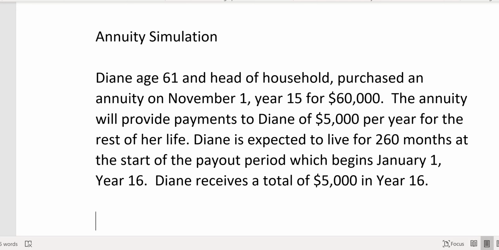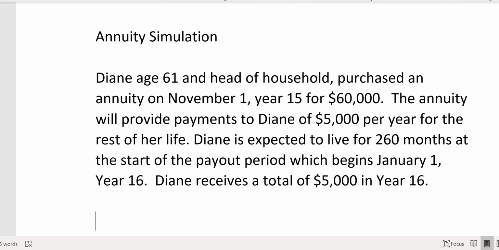All right, the reg exam loves to ask about an annuity. So you've got to know something about an annuity, and here's a great way to explain what an annuity is. Diane, age 61 and head of household, purchased an annuity on November 1st, year 15, so towards the end of year 15. She invested $60,000 in an annuity.